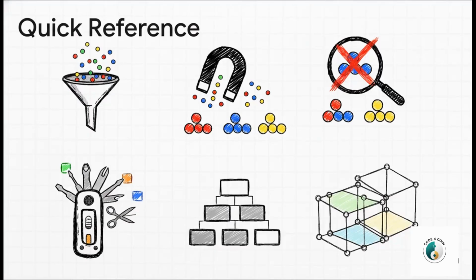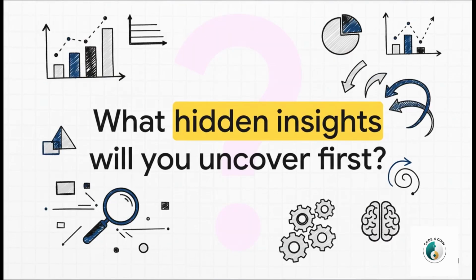All right, let's do a super quick lightning round recap. WHERE filters rows, GROUP BY makes the groups, HAVING filters those finished groups. For the advanced reports, GROUPING SETS gives you custom combinations, ROLLUP builds those neat hierarchies, and CUBE just gives you everything. You now have a complete toolkit to summarize data in pretty much any way you can imagine.